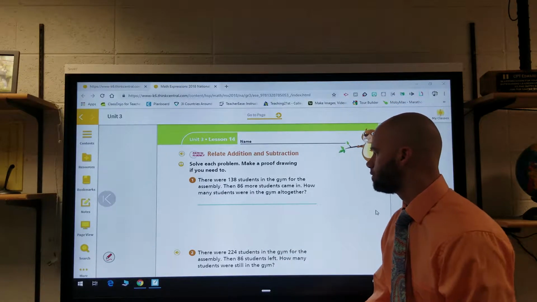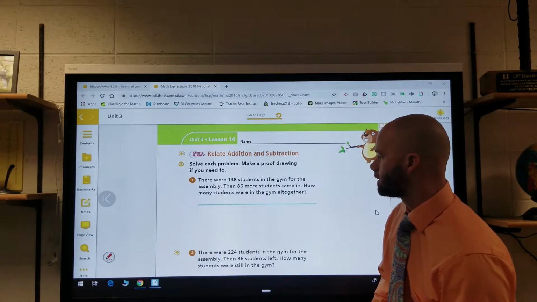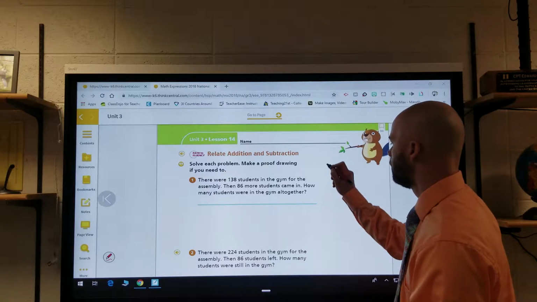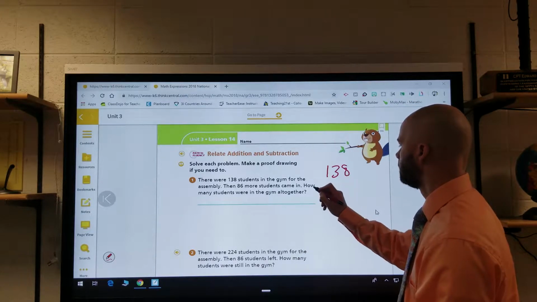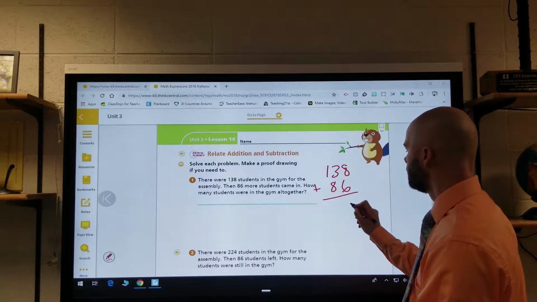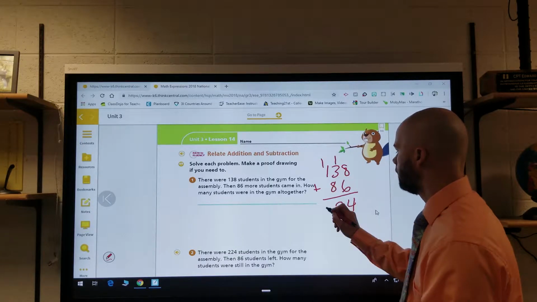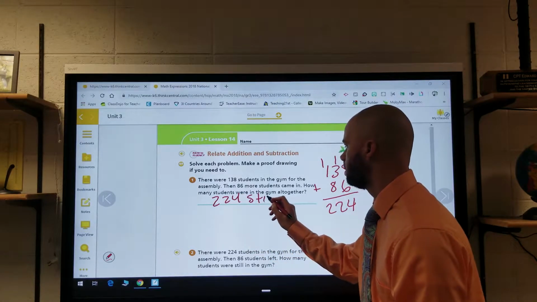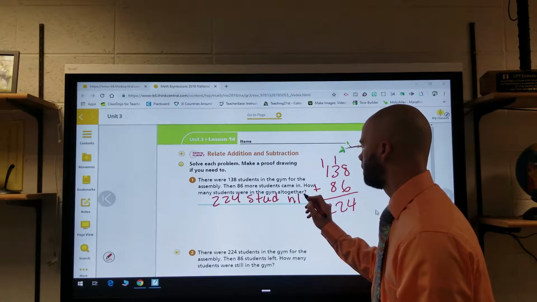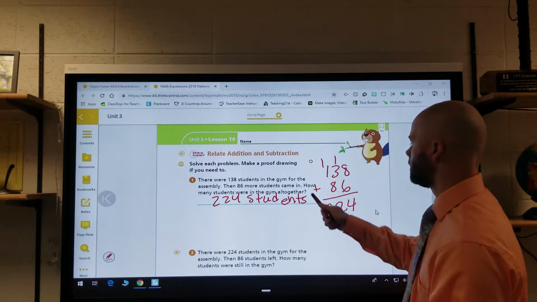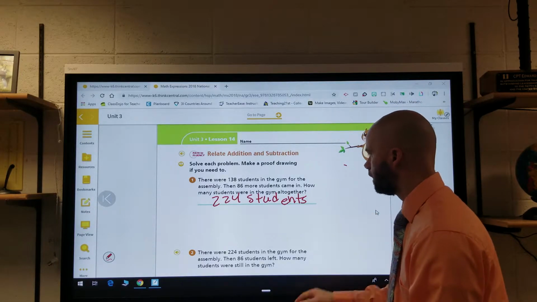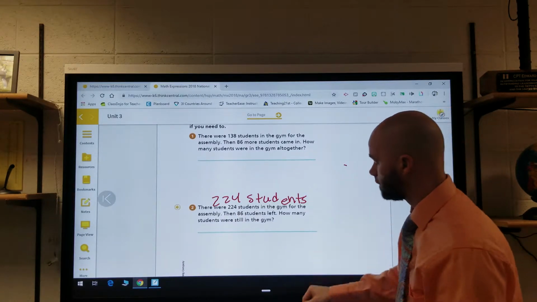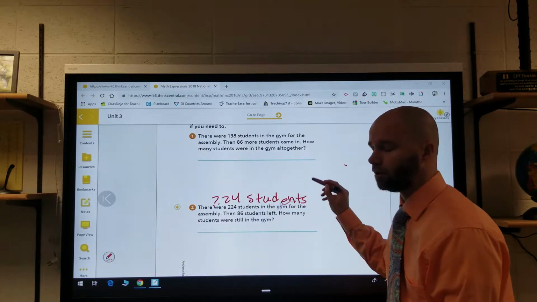There were 138 students in the gym for the assembly. Then 86 more students came in. How many students were in the gym altogether? So we're going to start out with 138 plus 86, and that's going to give us 224 students. Okay, so 224 students for our first problem. You need to do a proof drawing for the bottom of that. I'm not going to do it just to try and save you some time in watching me do it, so you can get further along. But remember 224 students here, because now that's going to relate to our second problem.